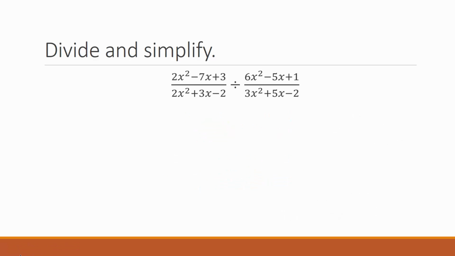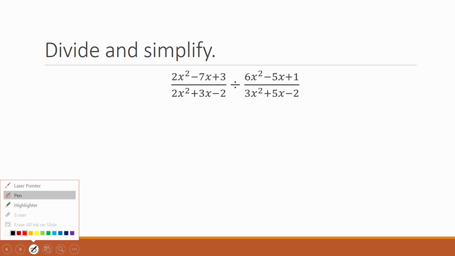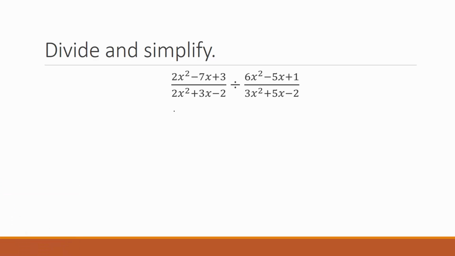Okay? With this problem, we have 2x squared minus 7x plus 3 over 2x squared plus 3x minus 2 divided by 6x squared minus 5x plus 1 all over 3x squared plus 5x minus 2. So we will go through the same steps. Now the factoring may be a little more complicated and involved. However, the process is the same. We want to rewrite this as a multiplication problem.